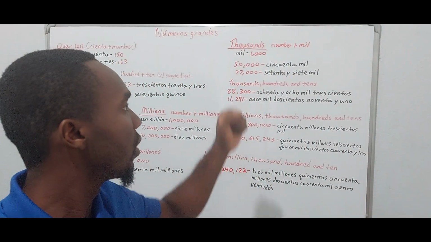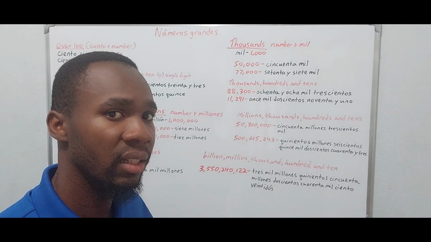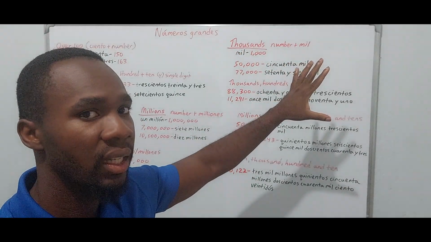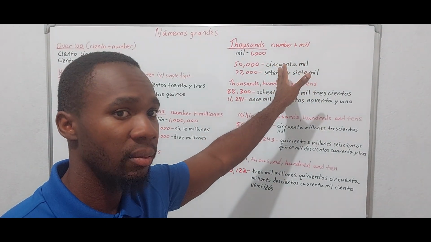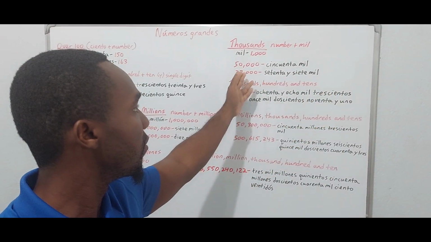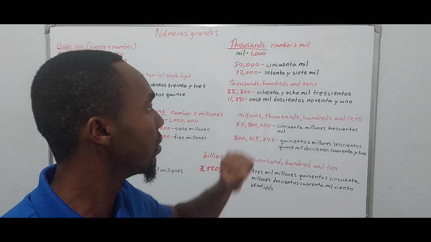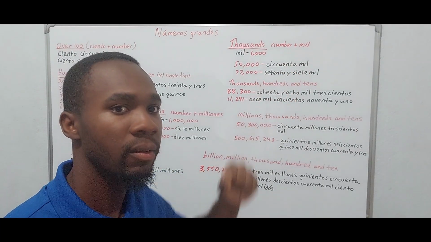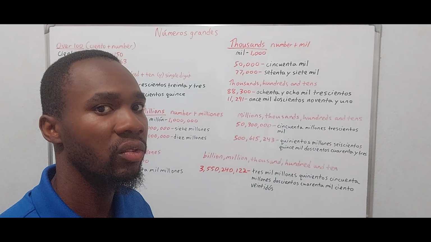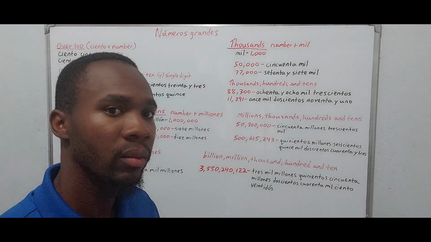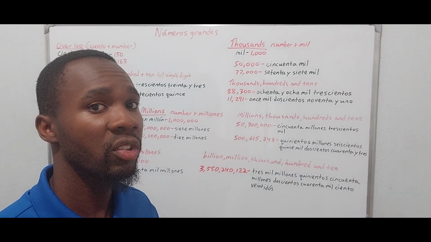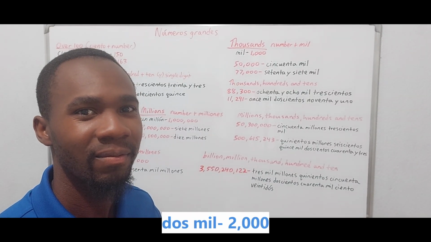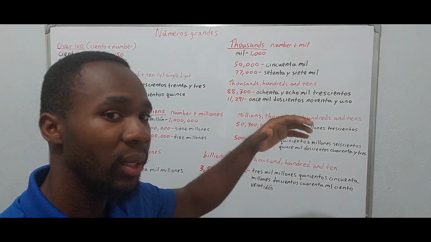As I was saying, mil is the word for thousand, right? So the formula is going to be whatever the thousand is, that number, followed by mil. So we have 50,000, 77,000. Right? If I wanted to say 40,000, if I wanted to say 2,000. Simple, see? Now, what if we have other units?